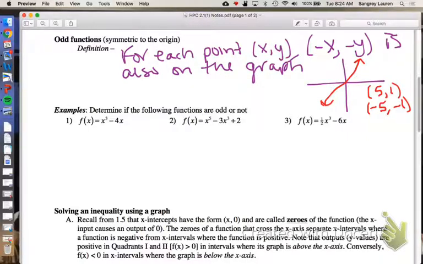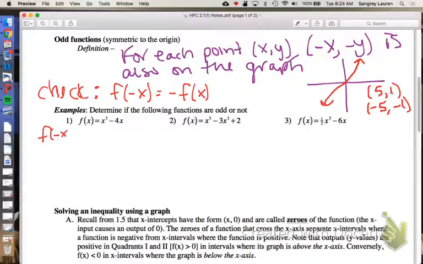So what we're checking for these is whether f of negative x equals the opposite of the function, so negative f of x. All right, if we look at number 1, we're trying to see, does f of negative x equal negative f of x? On the left, we have (negative x) cubed minus 4 times (negative x), equals, on the right, the opposite of the whole function.